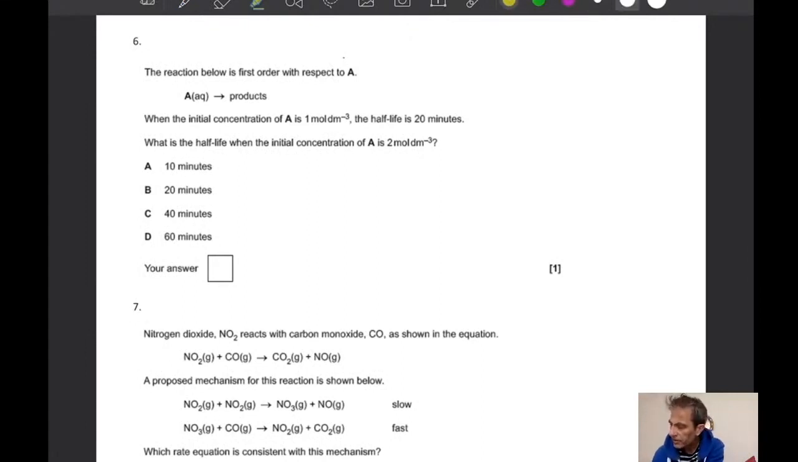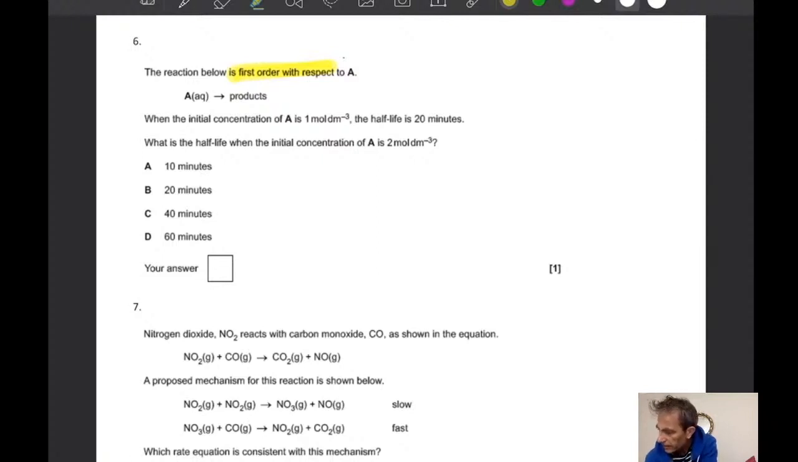The reaction below is first order. That's the key bit there. First order with respect to A. Okay. When the initial concentration of A is 1 mole per decimeter cubed, the half-life is 20 minutes. What is the half-life when the initial concentration is 2 moles per decimeter cubed? So they've doubled the concentration. Yep. So obviously some people are going to think double the concentration, first order, double the half-life, and go for the 40 minutes option, which is the wrong thing to do.